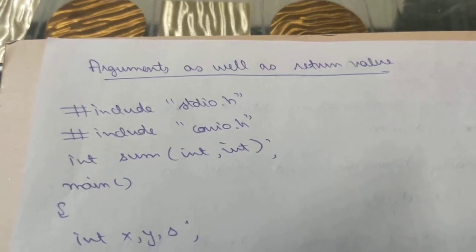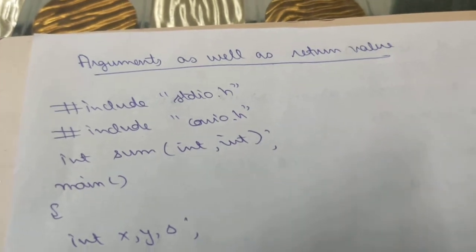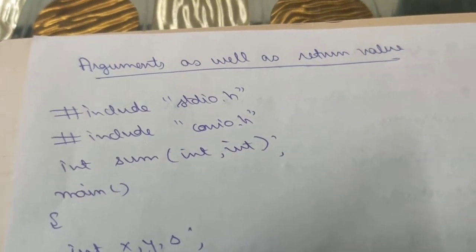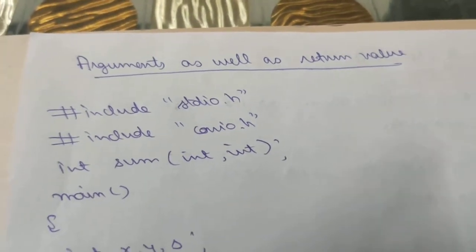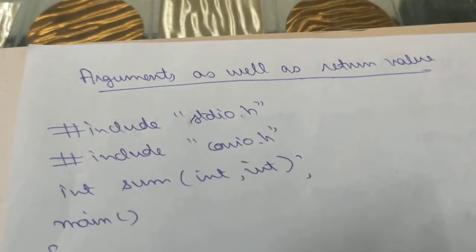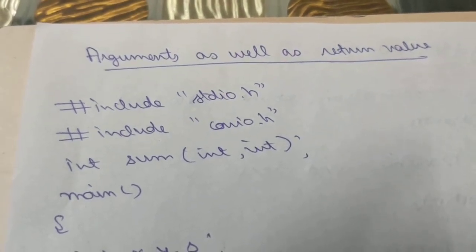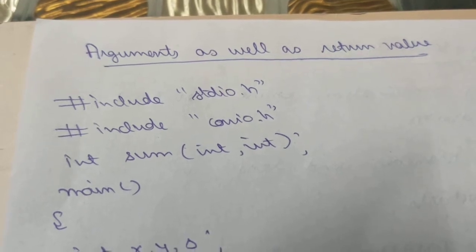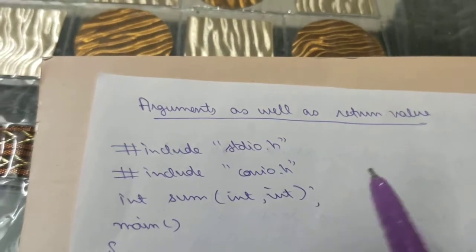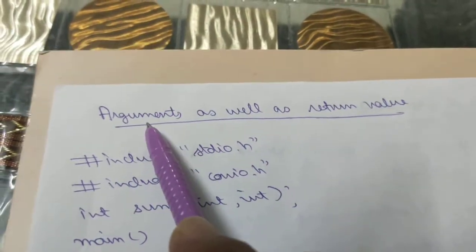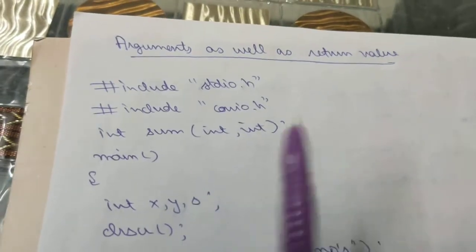Good morning, students. In this lecture, I am going to discuss the case of functions in which we pass arguments as well as return value. So let us take the same example, that is to find the sum of two numbers as we have taken in the previous two cases. The first case was no argument, no return value, while the second was arguments but no return value. So this is the third case in which there is two-way communication, that is we will pass arguments as well as the function will return a value to the main.